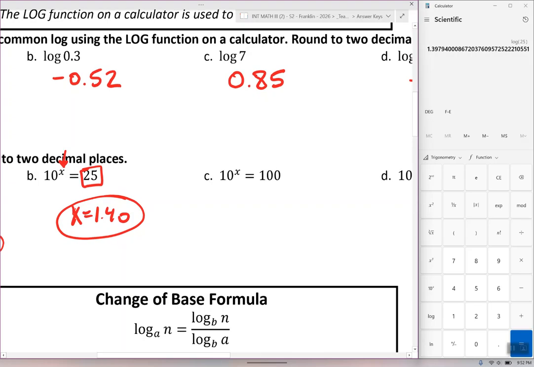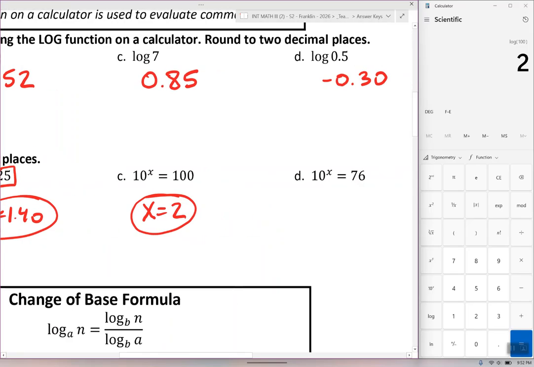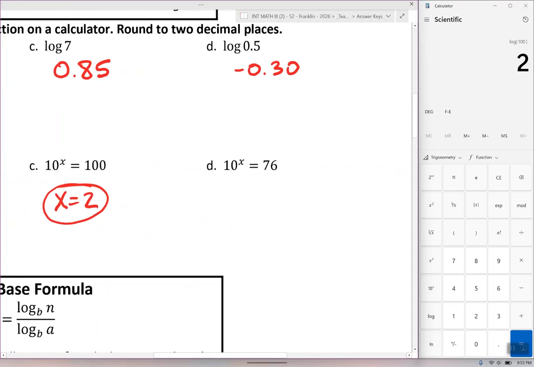Okay, 10 to the x equals 100. Now I know here that x is going to equal 2. I know 10 squared is 100, but if I test it out and do log of 100, I do get 2. So that confirms what we know about logs and how they relate to exponents.